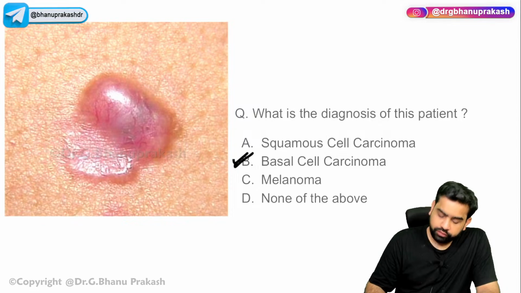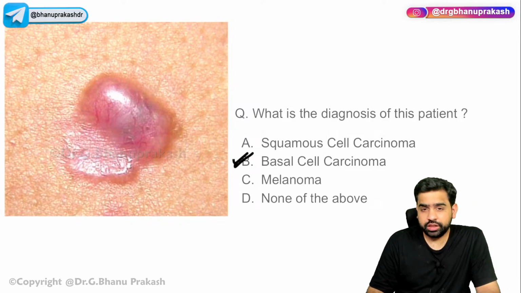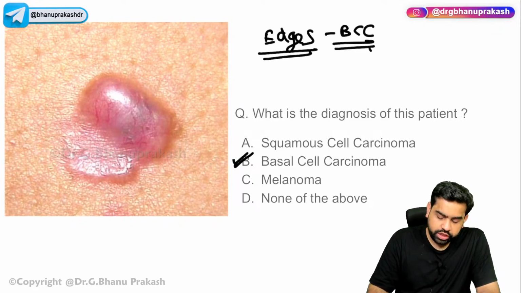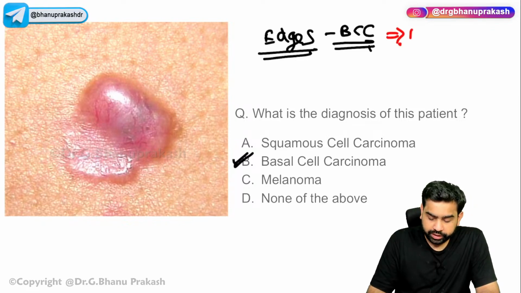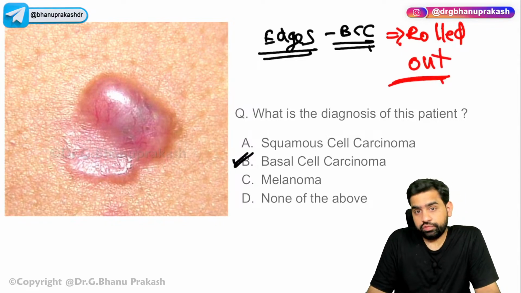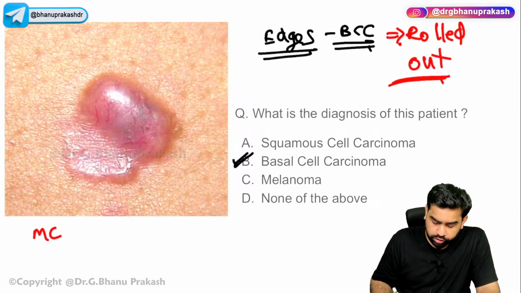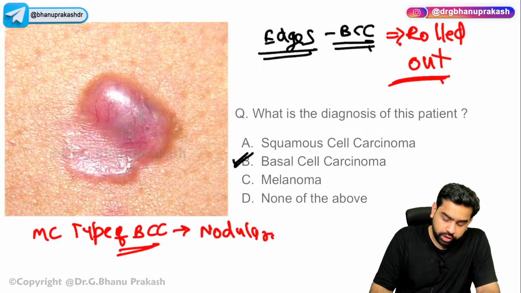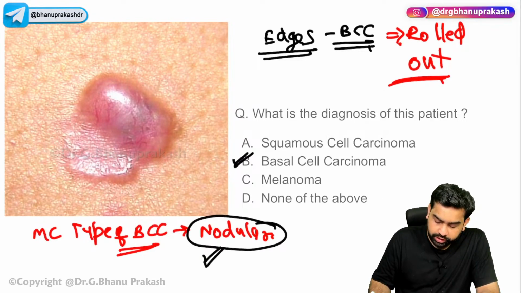If I ask you what type of ulcers and edges are seen in basal cell carcinoma? You have talked a lot about this, like the rolled out edges. But guys, we all forget that if I ask you what is the most common type of basal cell carcinoma, the most common type is nodular. Are you understanding my point?